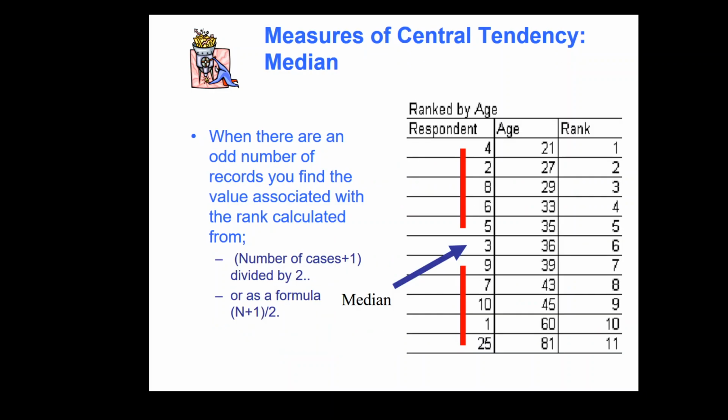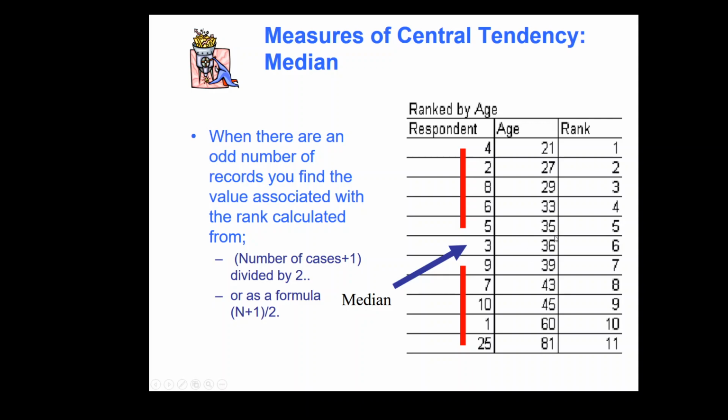So in this way, I have age, and I have the values sorted from youngest to oldest. This is just a respondent code; I number each person as I enter the data into my data file. Here is the rank order. The youngest person is ranked first, and the person who's age 81 and is the oldest is ranked 11. In this case, I have an odd number of cases.